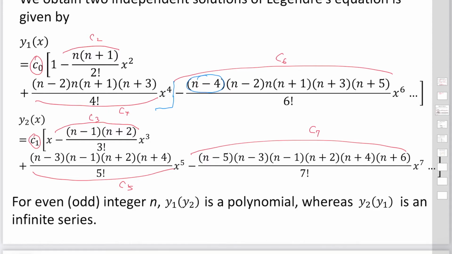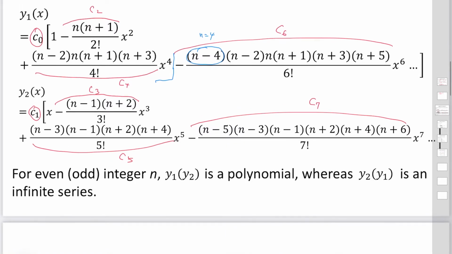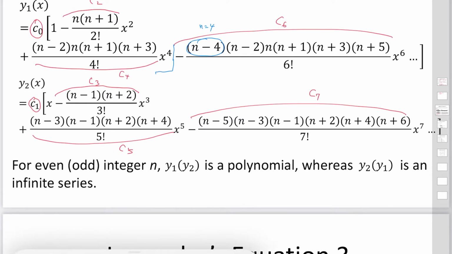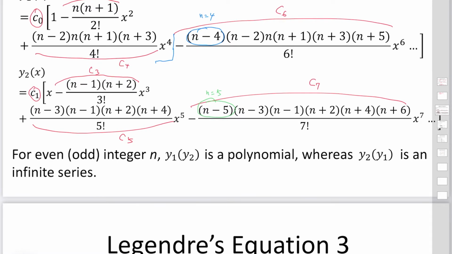Instead, it becomes polynomials. If we consider n equal 4, this becomes 0. And if you consider n equal 5, the term n minus 5 becomes 0. If you consider the odd number of n, y sub 2 becomes the polynomials.